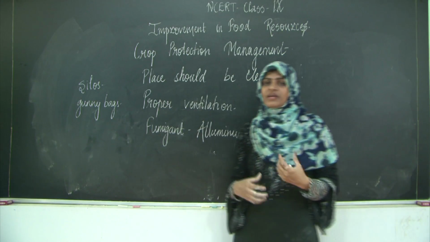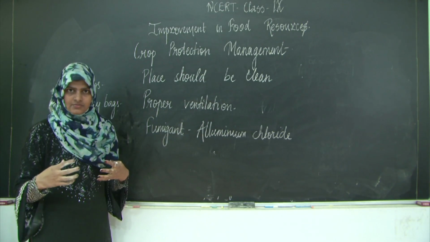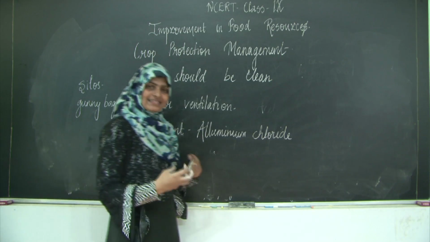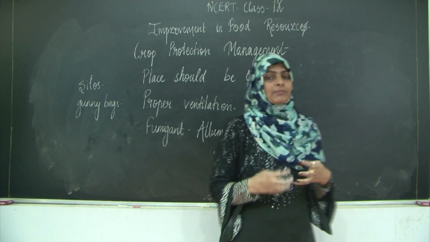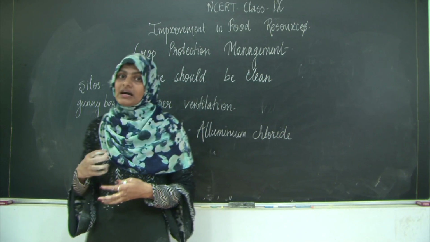We all know that we have meat, egg, fish, milk, these are the different things which we use as food from animals. So in the next lecture we will be studying how we can improve these resources by animal husbandry.